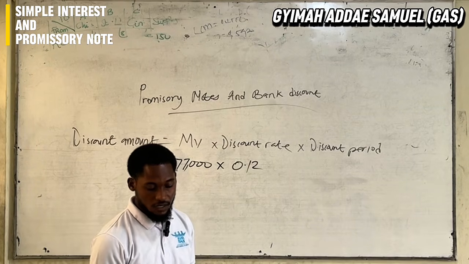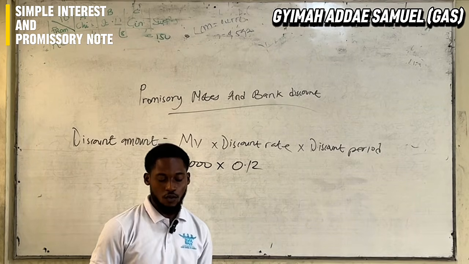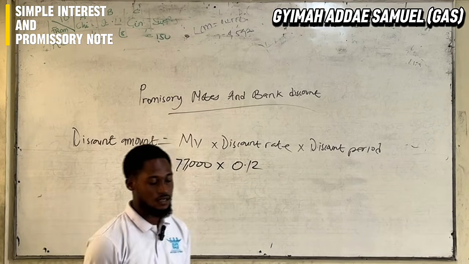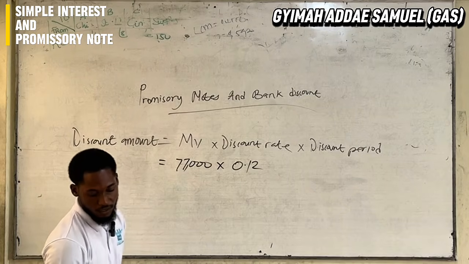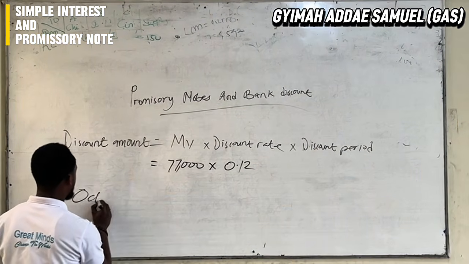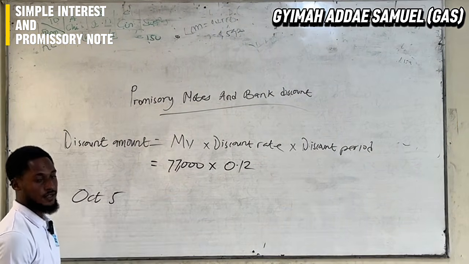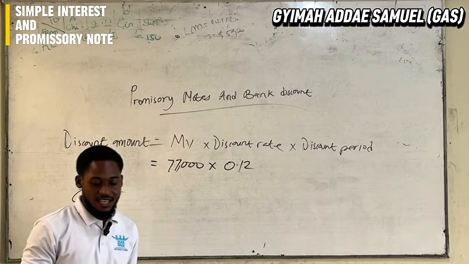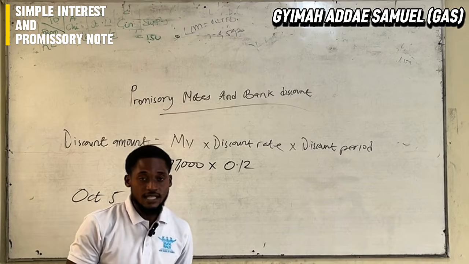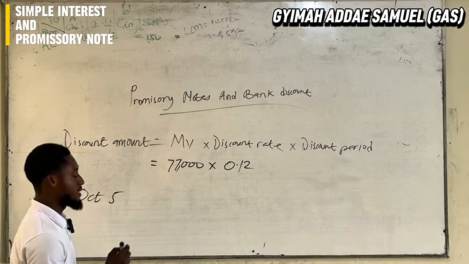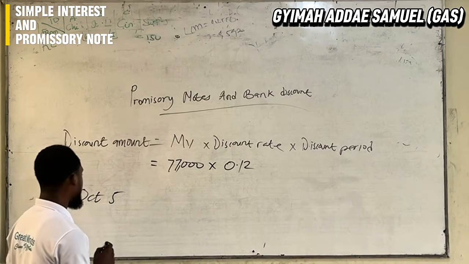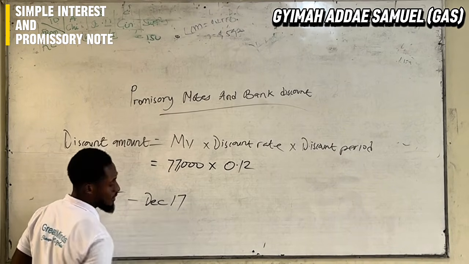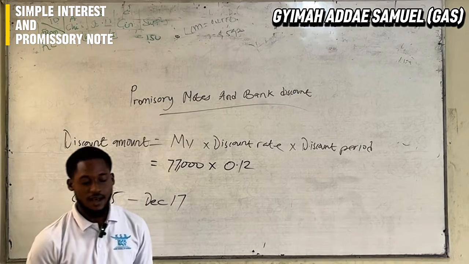With the discount period, they couldn't wait for the note to mature and decided to transfer the note to Lakayana Financial Services on October 5th. So we have our October 5th here. And in the I, we computed our due date, which was December 17th. So we have October 5th and December 17th.